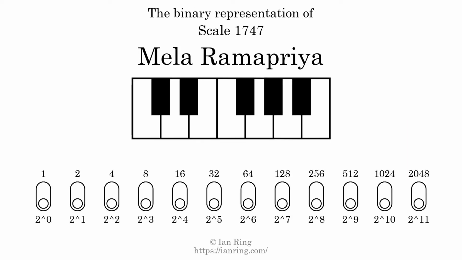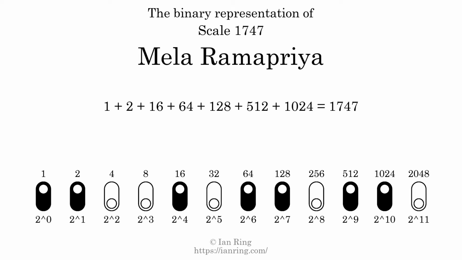The binary representation of this scale is determined by mapping tones of the scale to binary digits. Each binary digit represents a power of 2. To get the scale number, we add the powers of 2 together. The powers of 2 that are present in the scale, all added together, equals 1747.